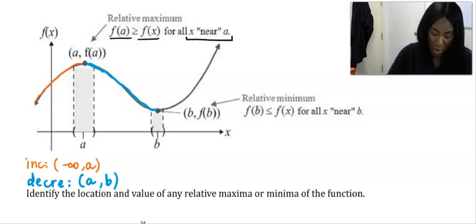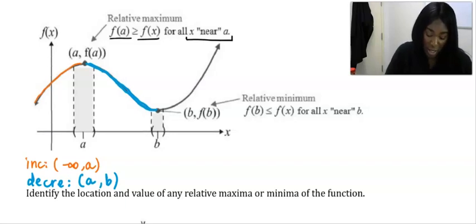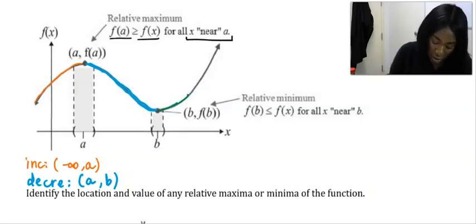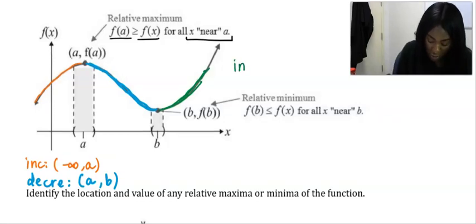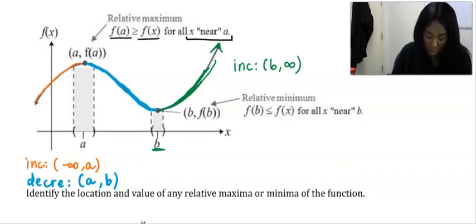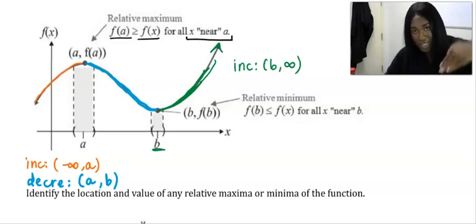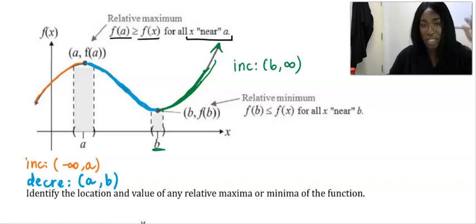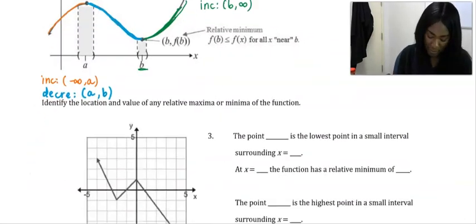On the other hand, when a graph switches from decreasing on this blue part to the left of b to increasing on the green part to the right of b, because that graph is increasing from b off to infinity, and the graph does not stop going up, when the graph switches from decreasing to increasing, there you have a relative minimum. That is just the hills and the valleys of the graph.